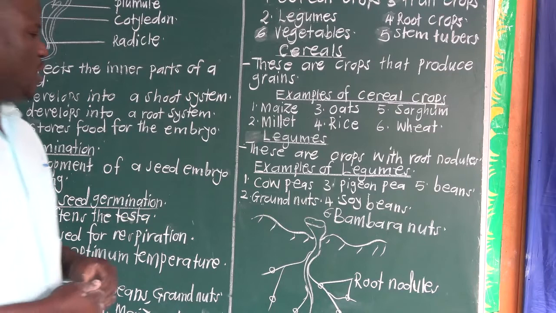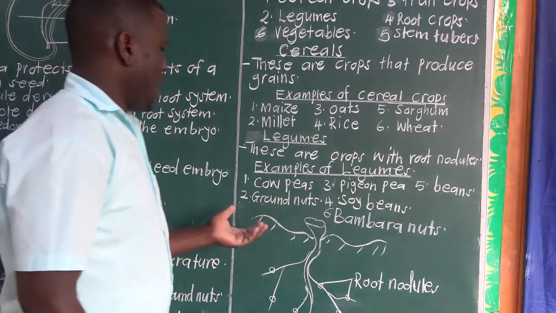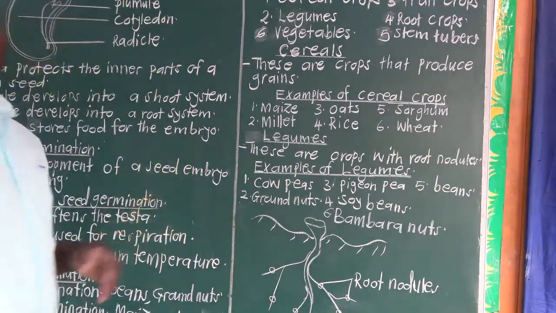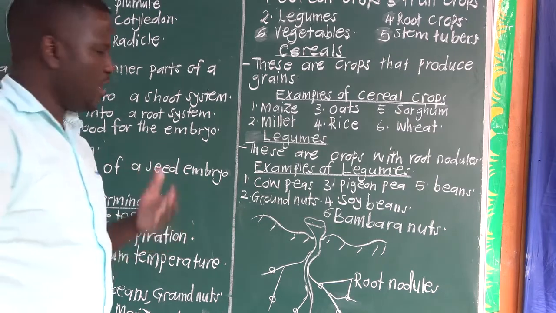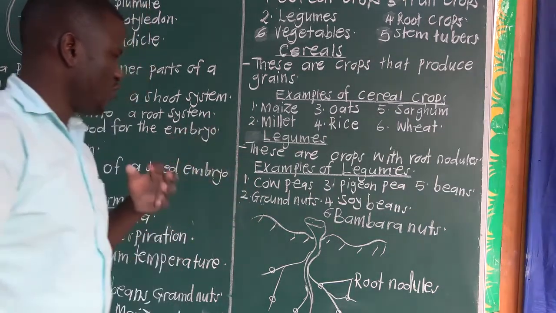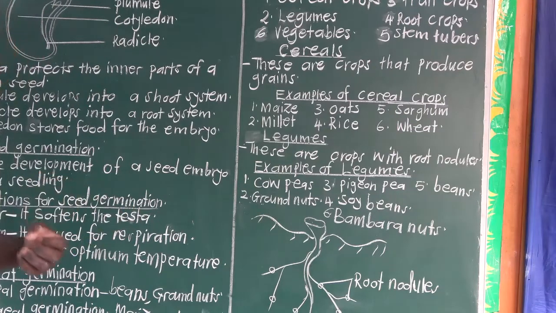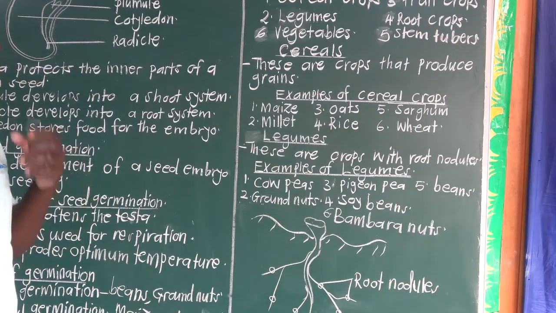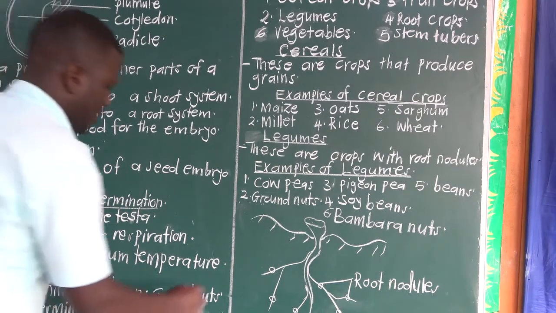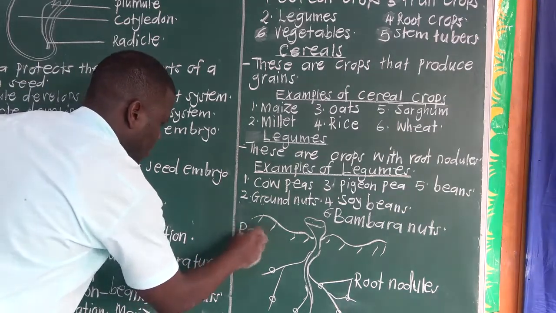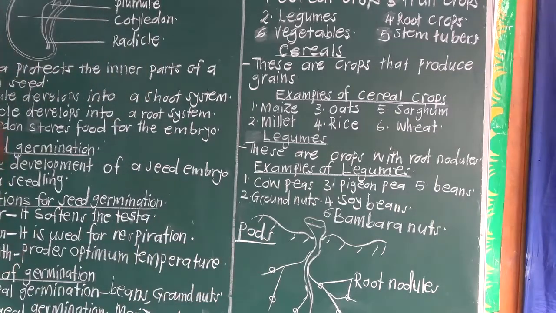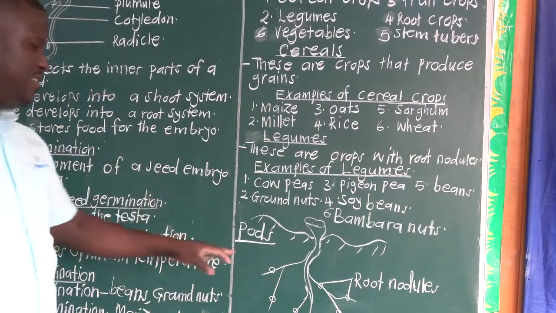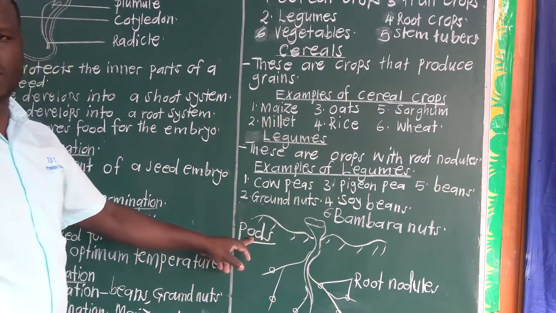Then maybe we also look at characteristics of legumes. Legumes have 2 characteristics. One, they have root nodules. Then the second characteristic, they store their seeds in pods. So any plant that stores its seeds in pods qualifies to be a legume.